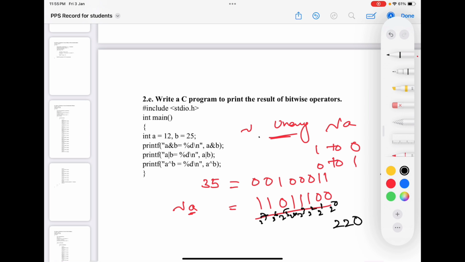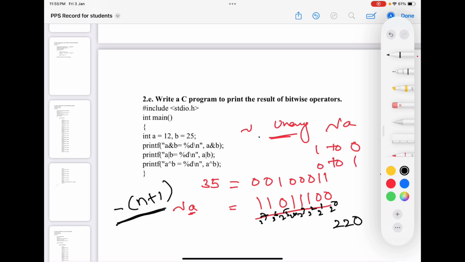So generally, when you get this 220, we have a simplified formula. The bitwise complement of 35, negation of 35, is what? We would expect it to be minus 36, but instead of minus 36 we get 220. For any integer n, the bitwise complement of n will be minus (n plus 1). This is the formula. To understand this, you should have knowledge of 2's complement.